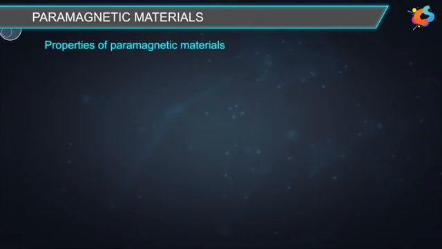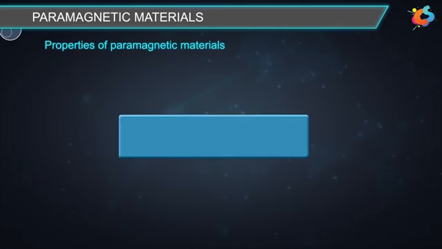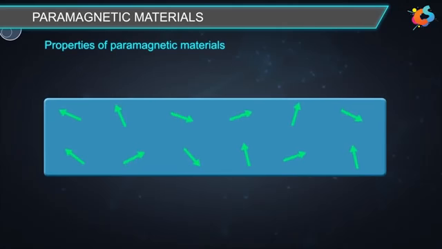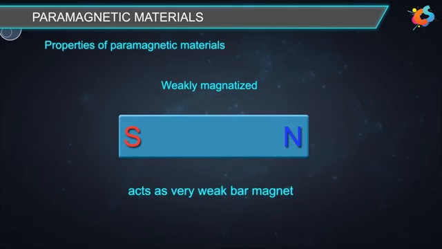Properties of paramagnetic materials. 1. A paramagnetic material is very weakly attracted by a strong magnetic field. 2. When a paramagnetic substance is placed in an external magnetic field, some of the dipoles inside the material align in the direction of the magnetic field. The material is weakly magnetized and acts as a very weak bar magnet with north and south pole.